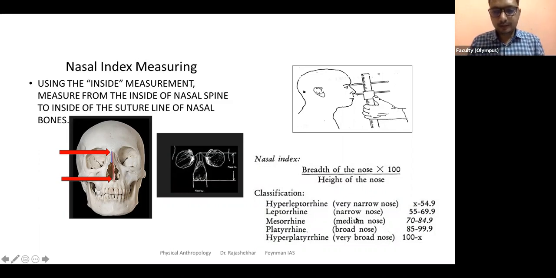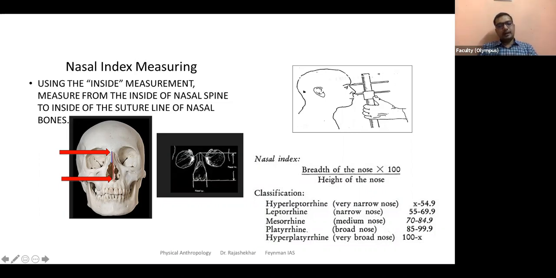Based on that, either it is a narrow nose, medium nose, or broad nose. So same, but we're talking about the noses. The suffix for nose is rhino, like rhinoceros. So rhino or rhine refers to nose. Lepto means narrow nose, meso means medium nose, platy means broad nose. Lepto, thin, I told you, right? Thin means narrow: leptorhine, narrow nose; meso, medium nose; and platy, broad nose.